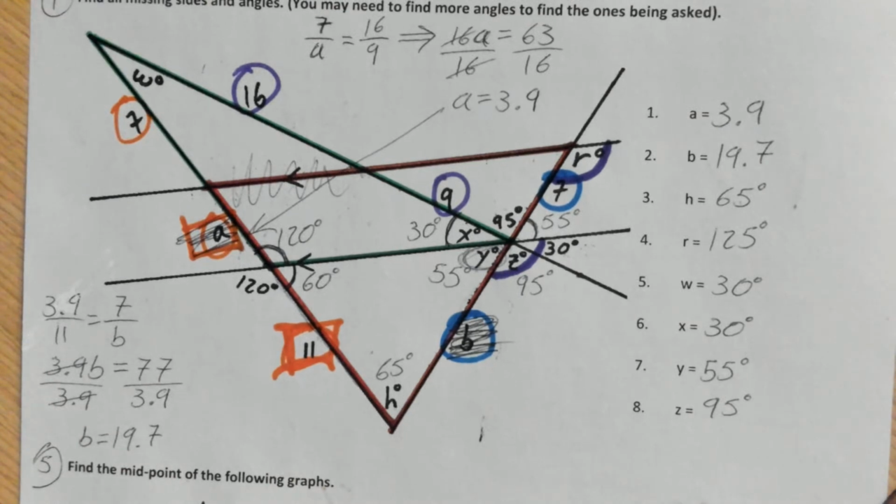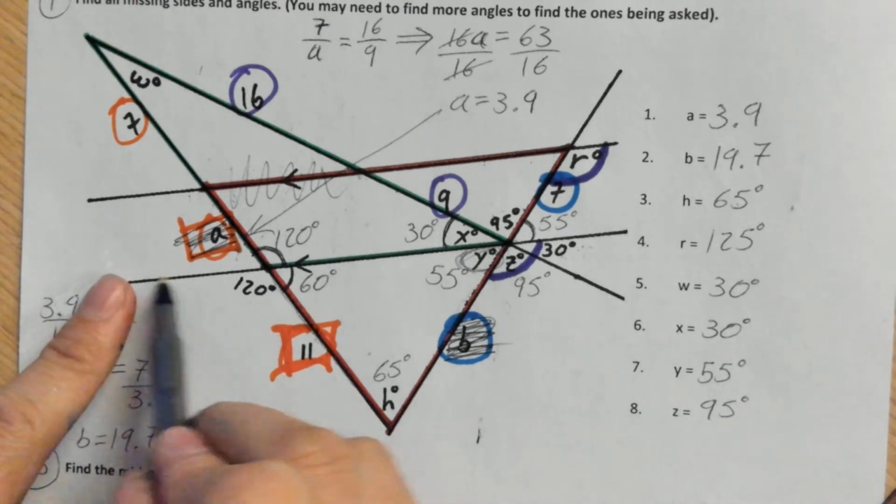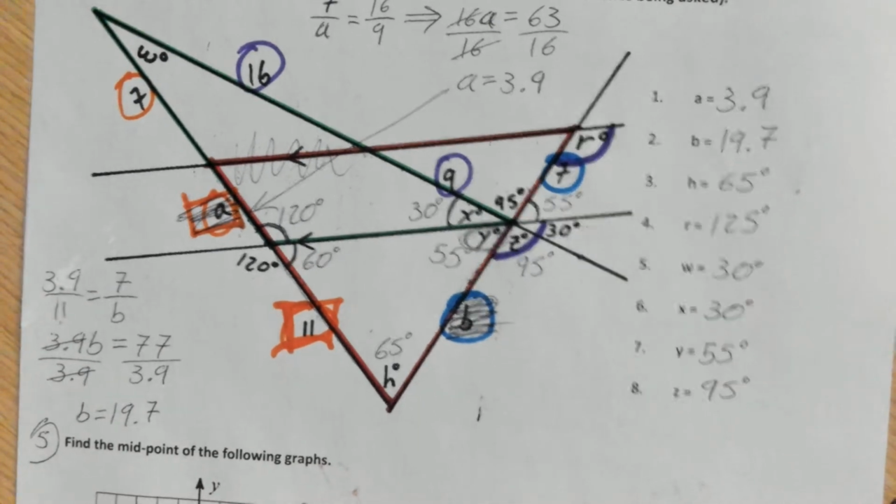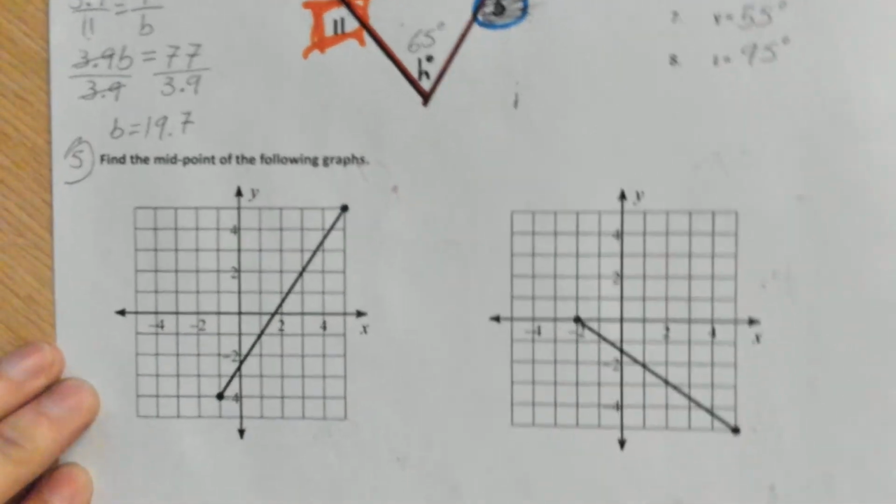And that's pretty much it. That's how you find all of these angles. You just have to understand that opposite angles are the same. Angles inside of a triangle add up to 180. Angles that make up a straight line also add up to 180. And maybe corresponding angles, alternate interior and alternate exterior angles. Alright. Now question 5.